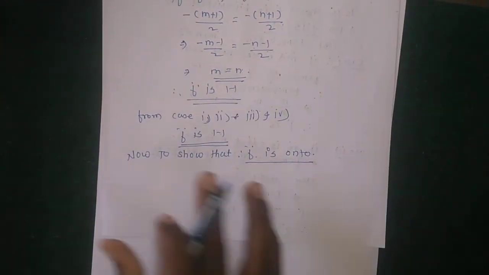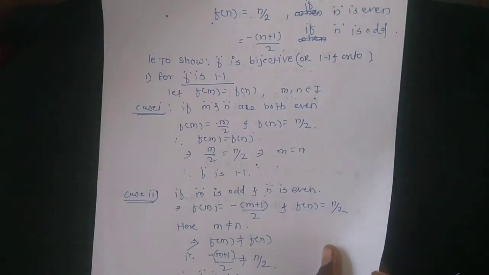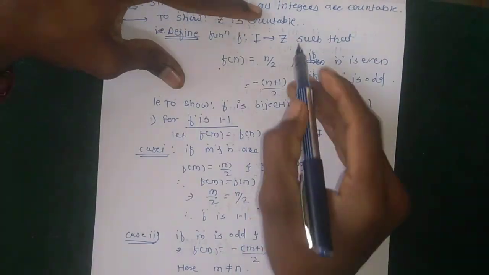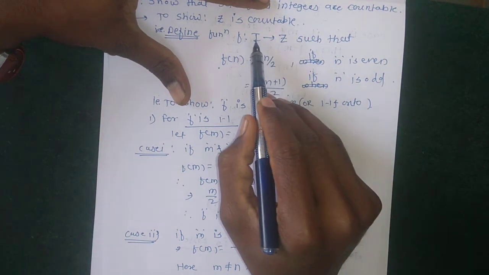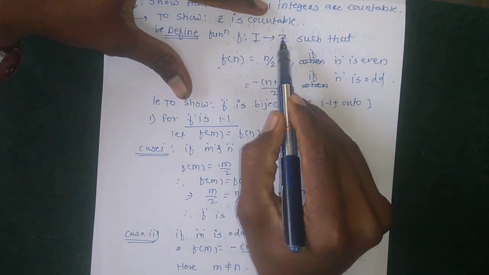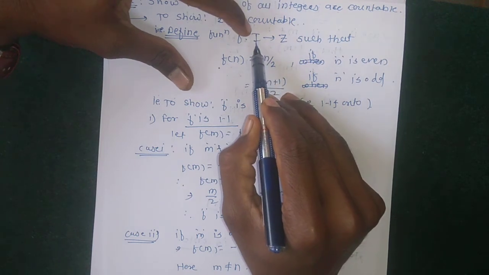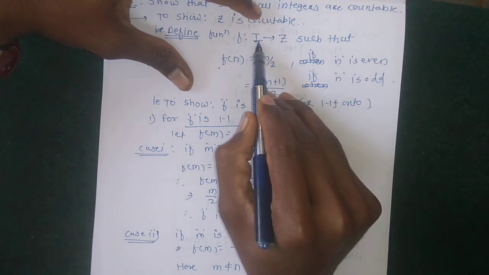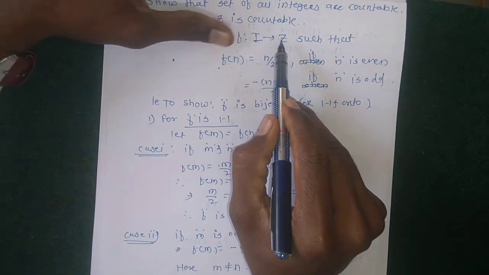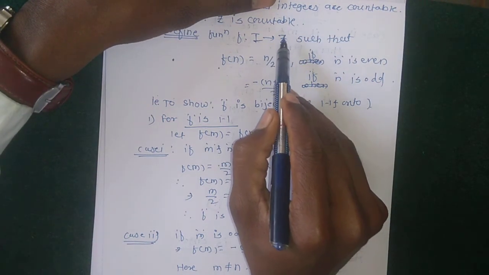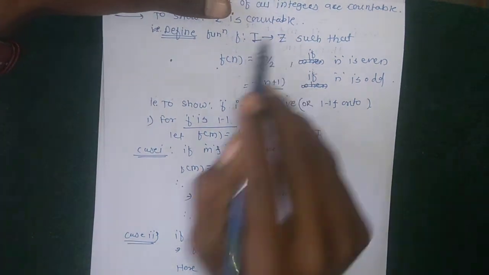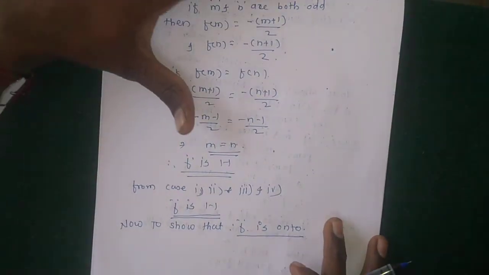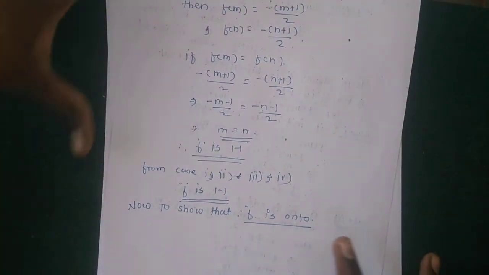Here the definition of an onto function is: for each element in Z, there exists a preimage in the set of all positive integers. So for each integer there exists a preimage in the positive integers. Okay, so how do we prove the given function is onto? Here also there are two cases.